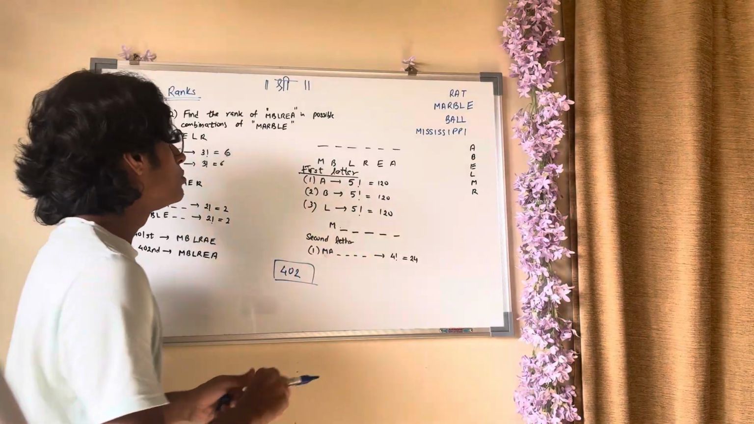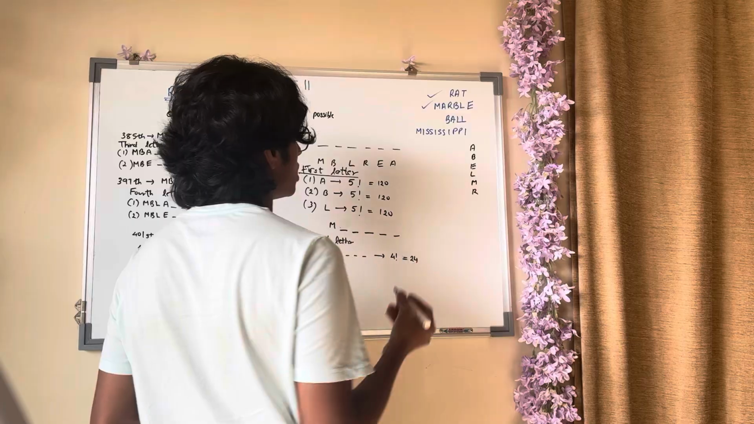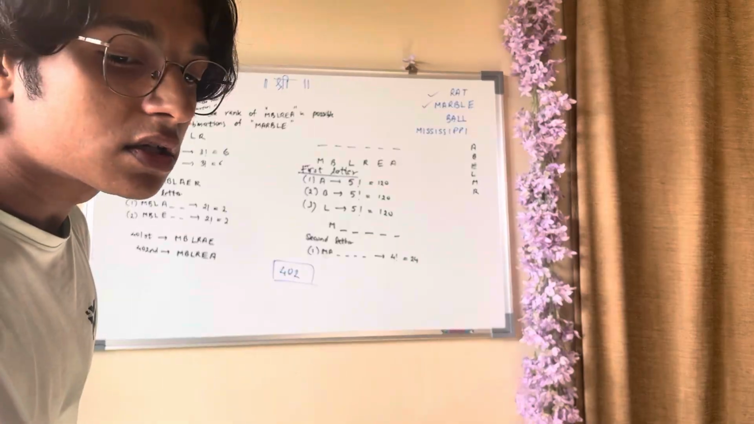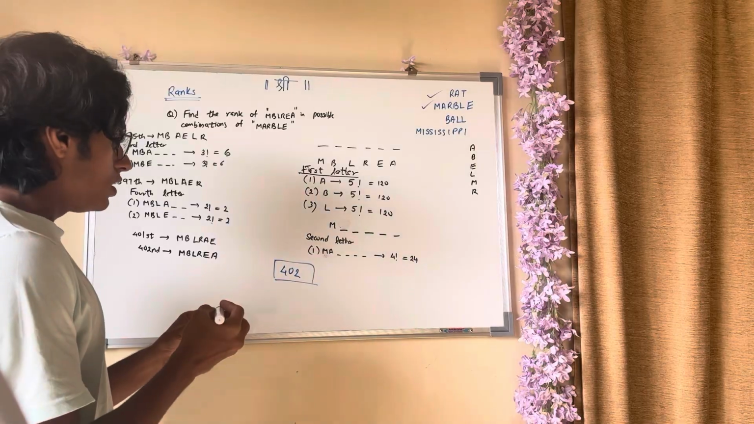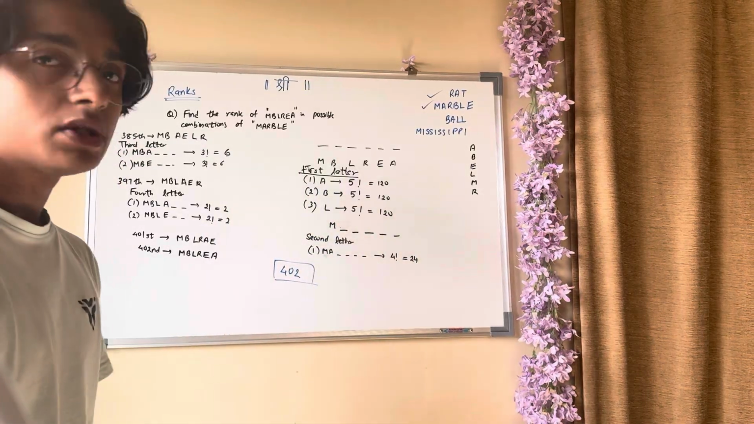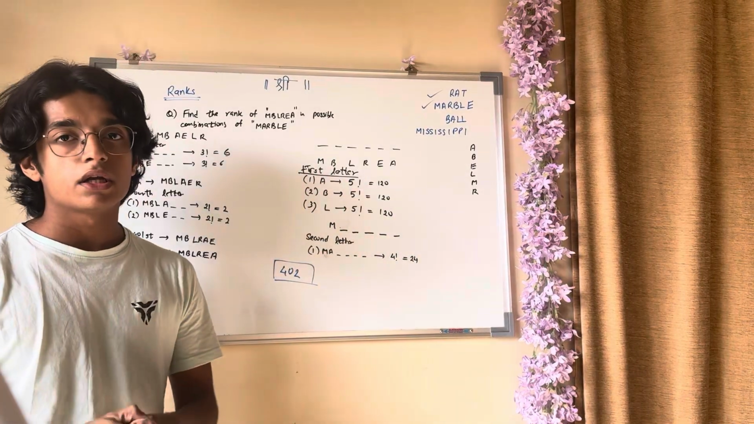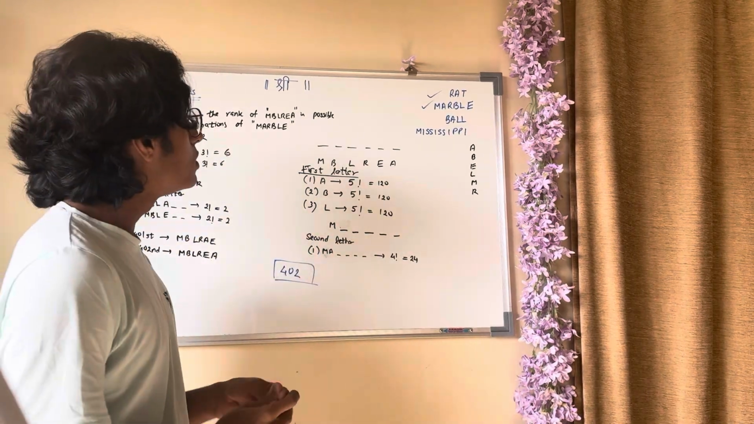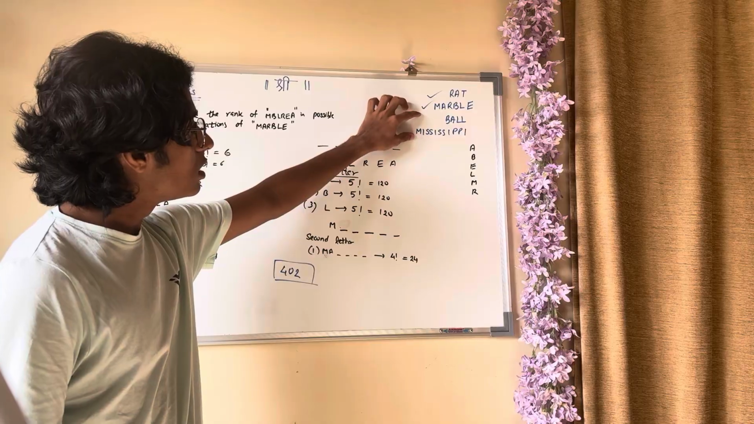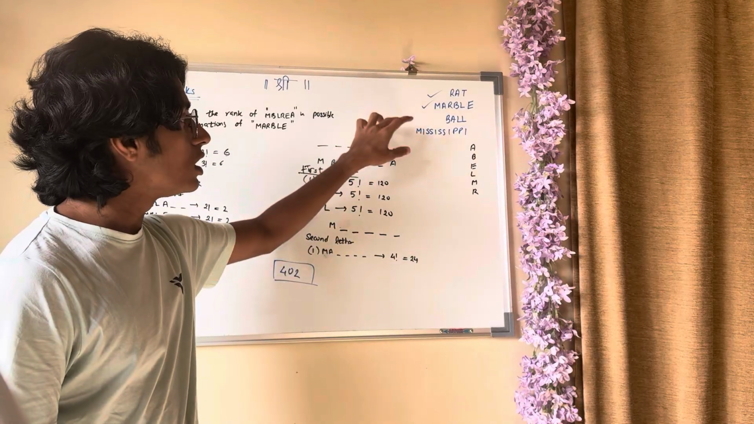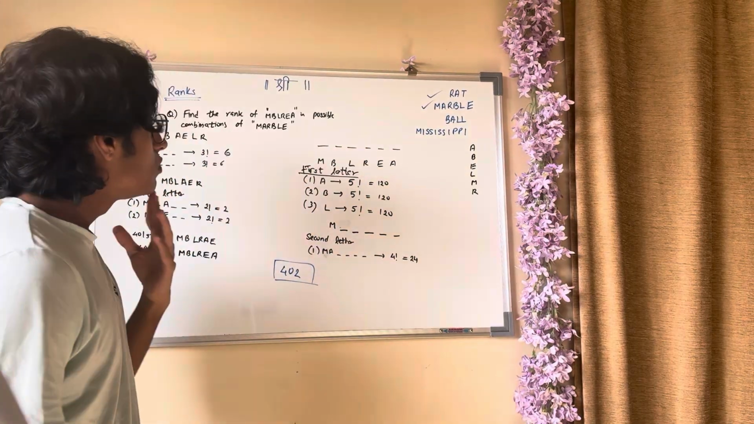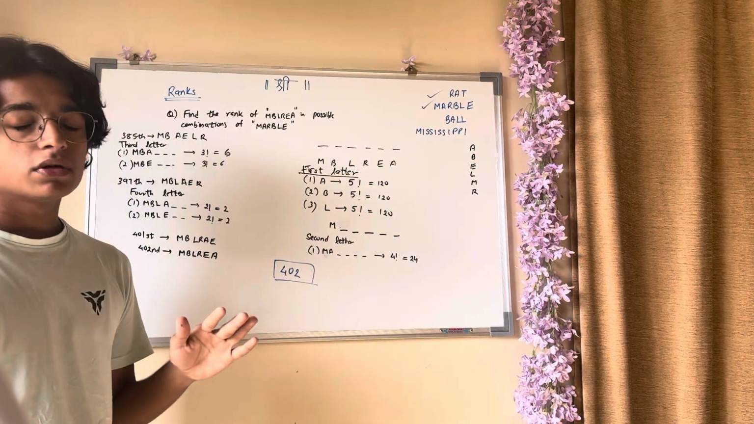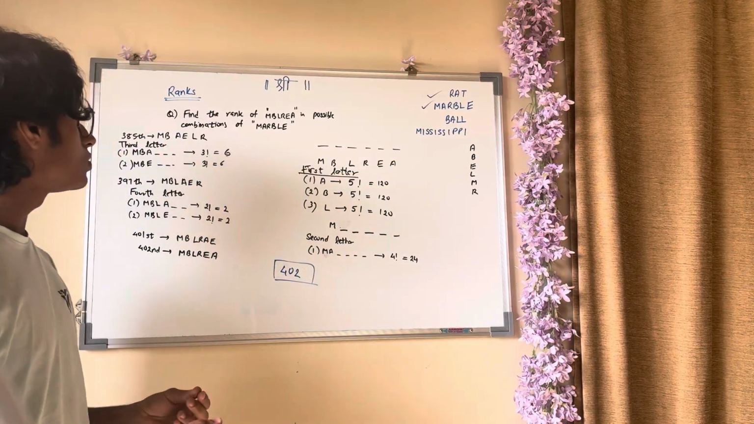So we have completed RAT and we have completed MARBLE. Now these were the words where no letters were repeated, and obviously the questions won't be so easy when they appear in any exam. So in the next video we will be solving the questions to find the ranks of the words BALL and MISSISSIPPI, where the letters are repeating. Though the concept is the same, there is still something to add on to it.